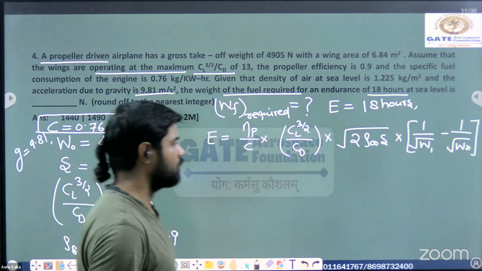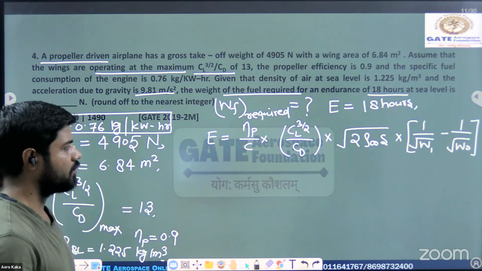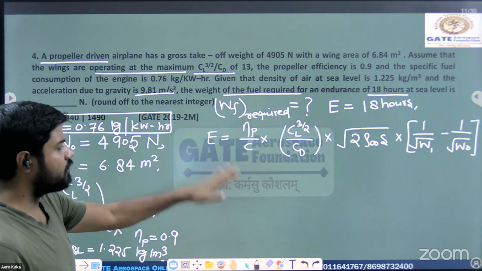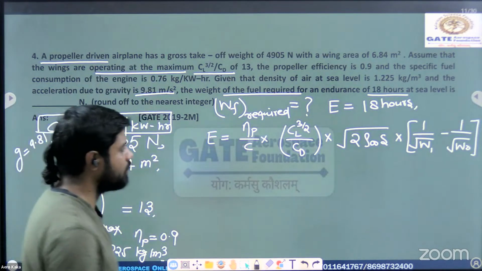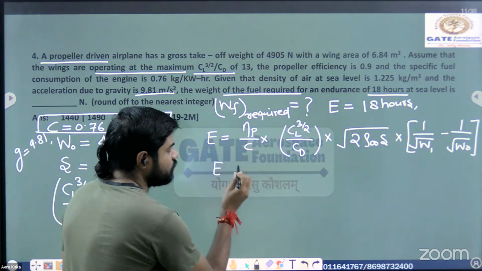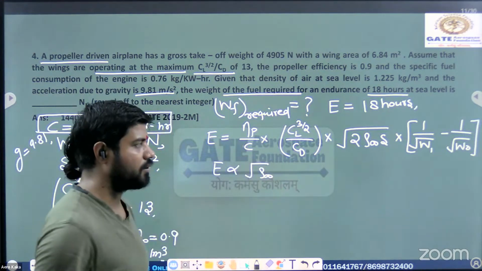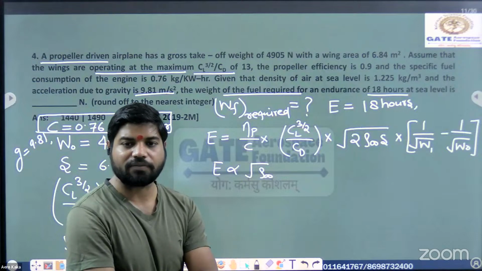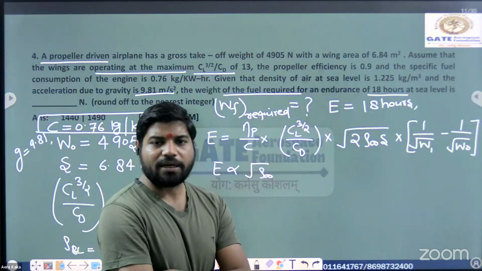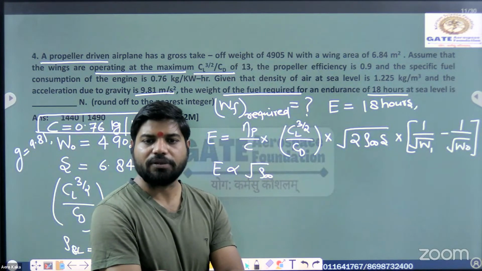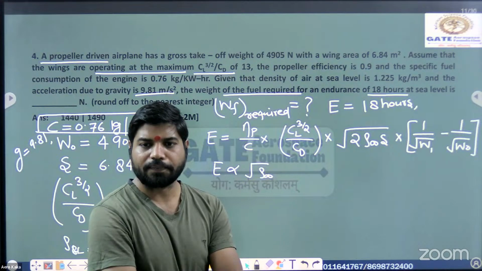That's a formula. Now, even if we look at the endurance of this aircraft, particularly for this propeller-driven airplane, this E is proportional to what? Proportional to rho infinity. Check. It means that if the pilot is flying this propeller-driven aircraft near to the ground, then definitely its endurance will increase.